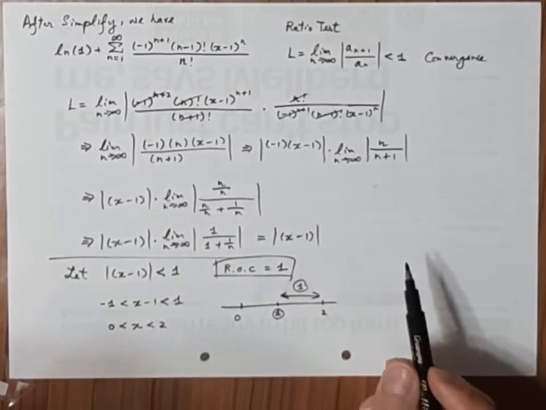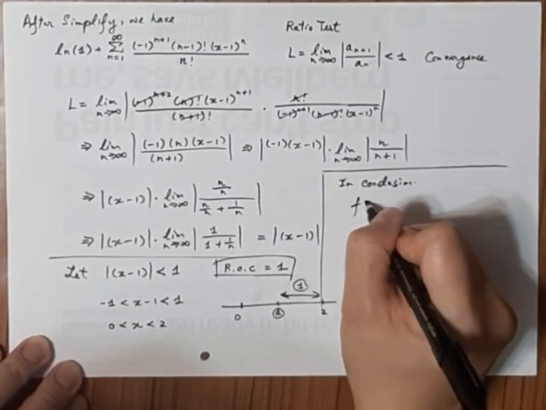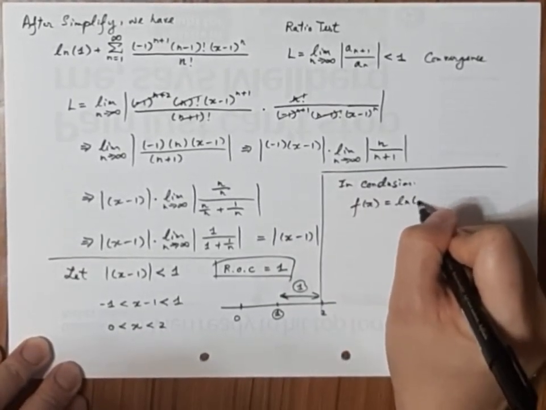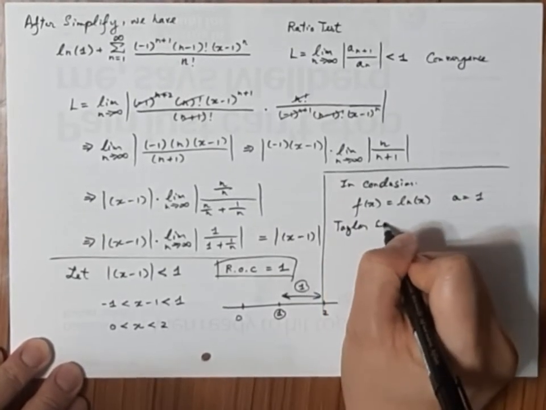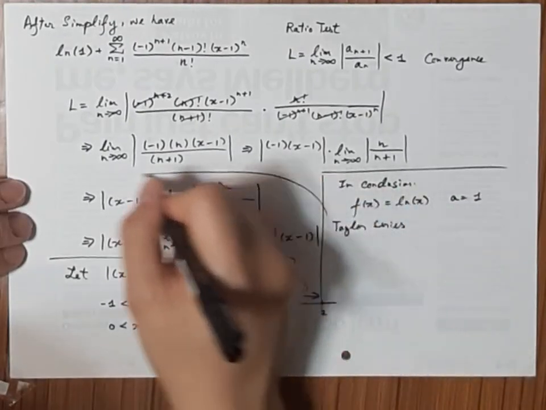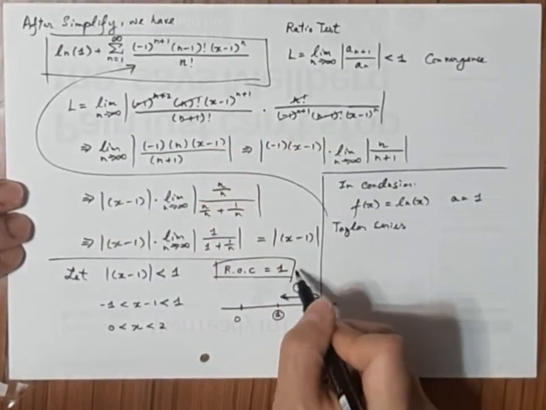This is how we solve the Taylor series. So in conclusion, for the function log x, and we take the point a equal to 1, the Taylor series should be this one here. And the radius of convergence should be 1 here.